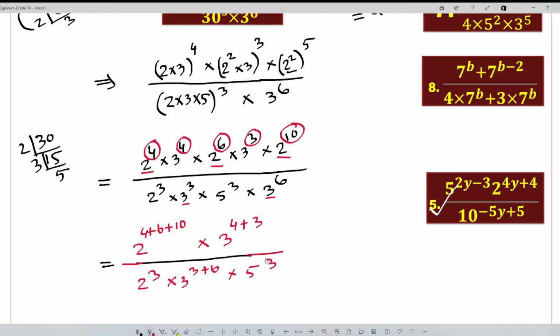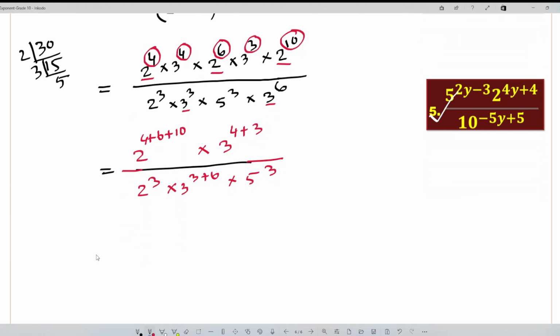Okay, till now we have no problem. Now look, 4 plus 6 means 10, 10 plus 10 it will be 2 to the power 20, right? Now times 3 to the power 7. Why 7? Because 4 plus 3 is 7. Here is 2 to the power 3 times 3 to the power 9. Why 9? Because 3 plus 6 is 9.